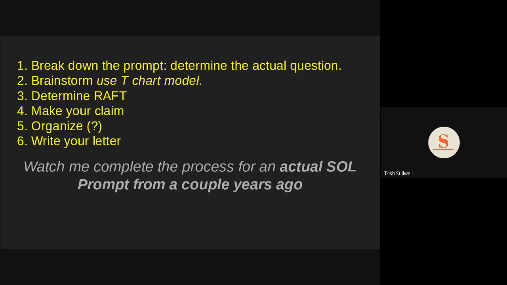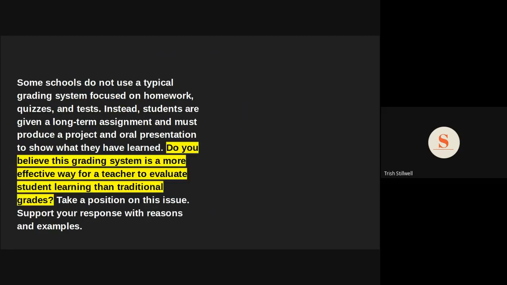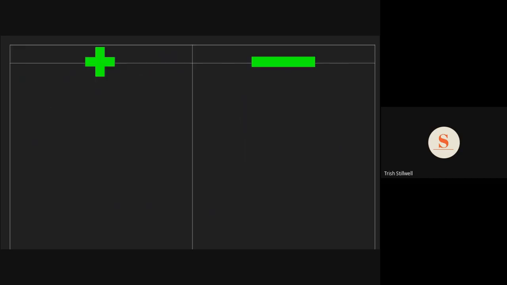First thing, break down the prompt. Determine the actual question. The actual question is, do you believe this grading system is a more effective way for a teacher to evaluate student learning? Let's do this. This is that T-chart, right? This is the next step when we break down a prompt. Plus, minus, pro, con, for, or against, however you want to label your T-chart. I like plus and minus.